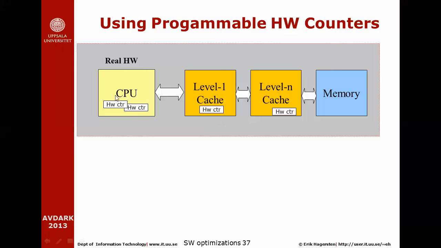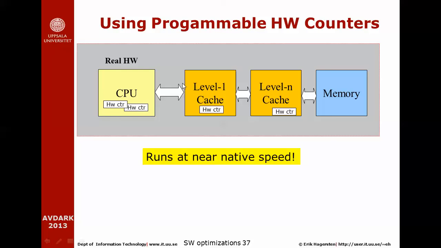But you can also count specific stall cycles in the CPU. You can, for example, count how many stall cycles I have in my CPU because of data dependencies, and how many stall cycles I have because of wrong branch predictions being taken and so on. So very, very detailed information.